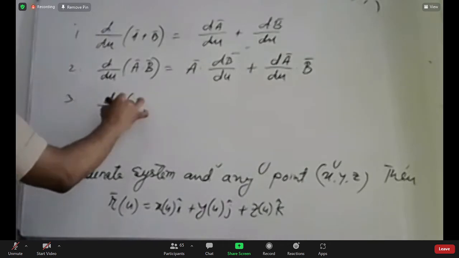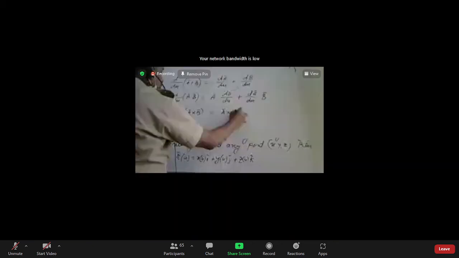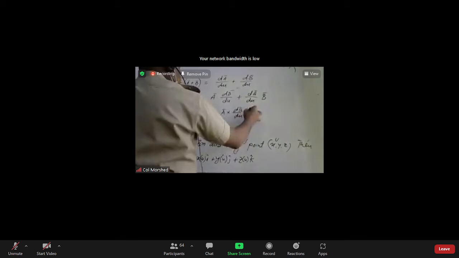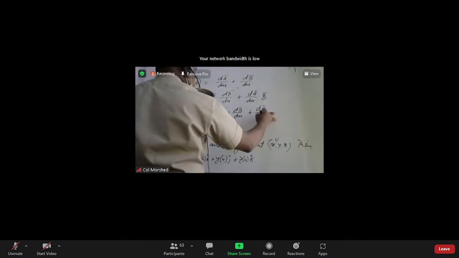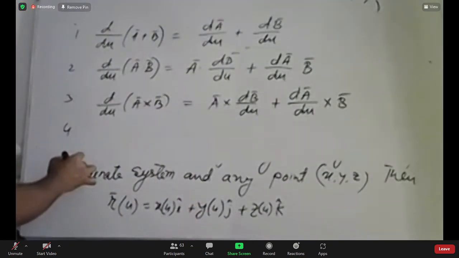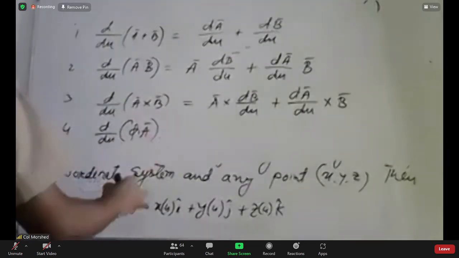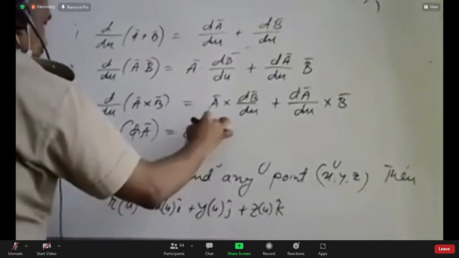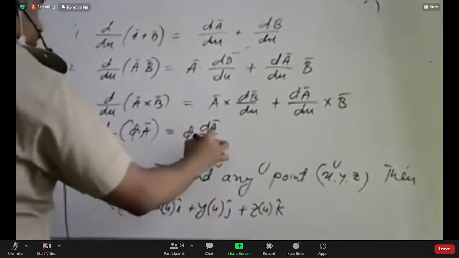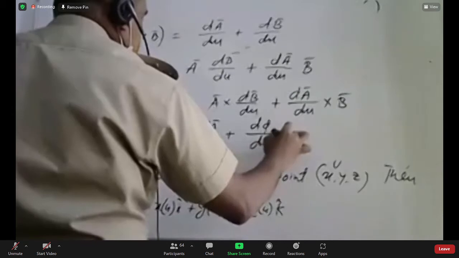Number 3, you must remember this thing. It will be required in solving the problems. So the derivative of A cross B is A cross dB/du plus dA/du cross B. Number 4, d/du of phi A, phi times vector A, is equal to phi dA/du plus dphi/du vector A.